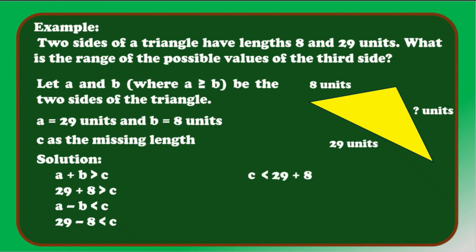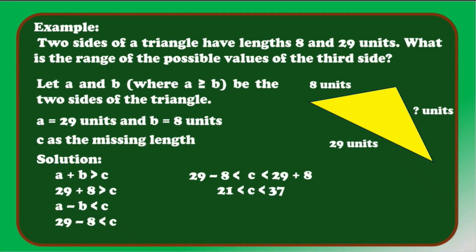So we're going to use the first condition. It is stated that C is less than the sum of 29 and 8. But C is also greater than the difference between 29 and 8. To simplify it further, we get the difference and sum of those numbers, and we obtain 21 and 37. To make it short, C is greater than 21 but less than 37. So the lengths that we could put at our missing side C could be 22, 23, 24, up to 36.